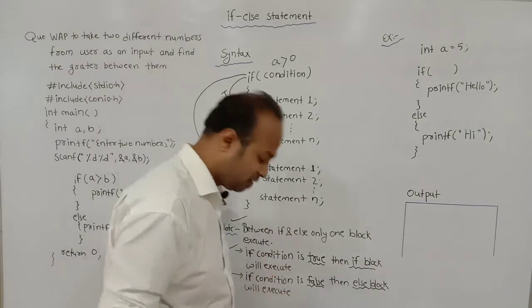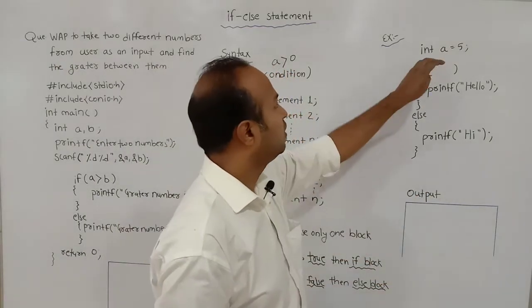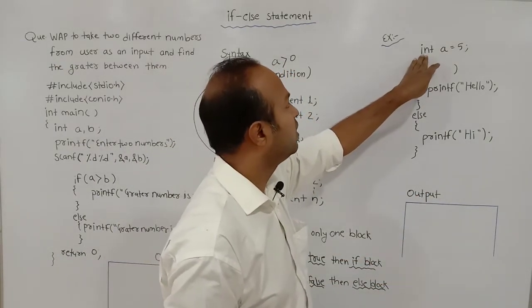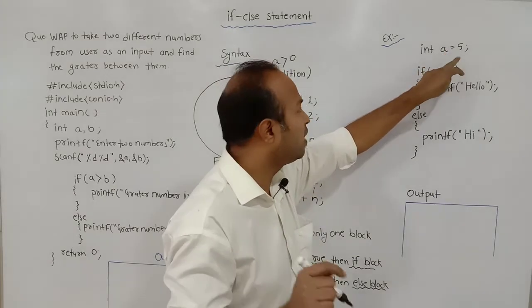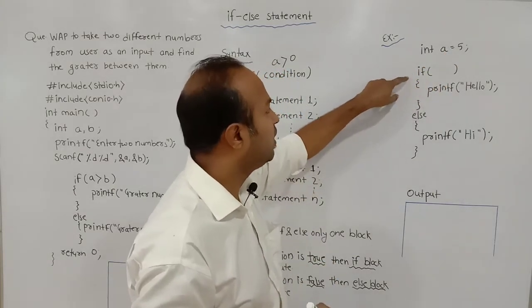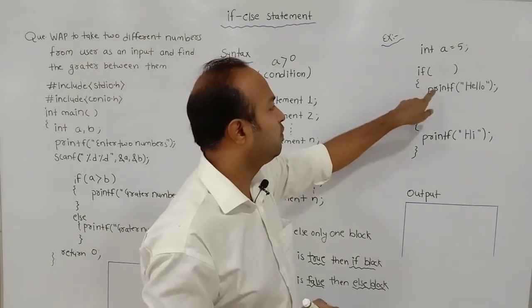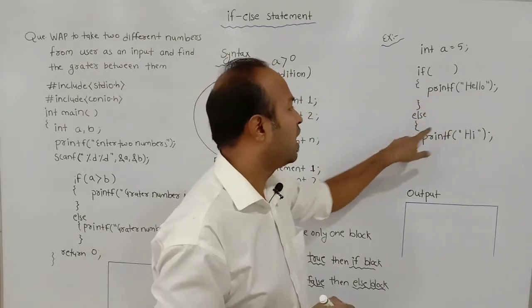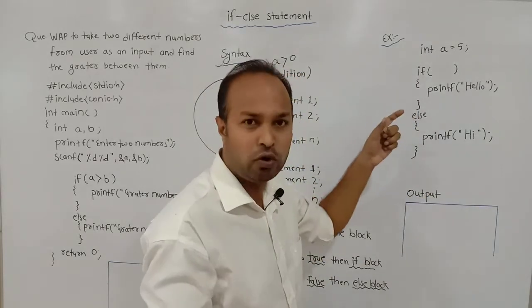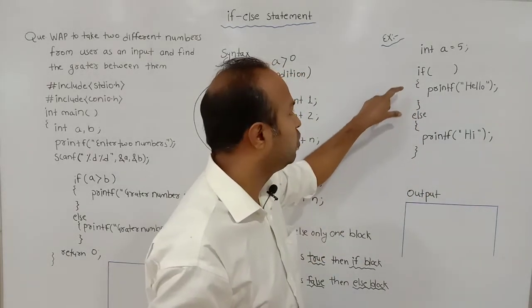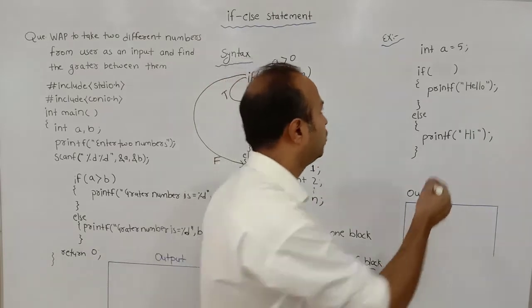Now check one example. Suppose here we have declared one integer variable and the value of a is 5. Here we have written if and else. Within the if we are printing hello, and within the else we are printing hi. So we know only one block will execute between if and else. So now check the condition.